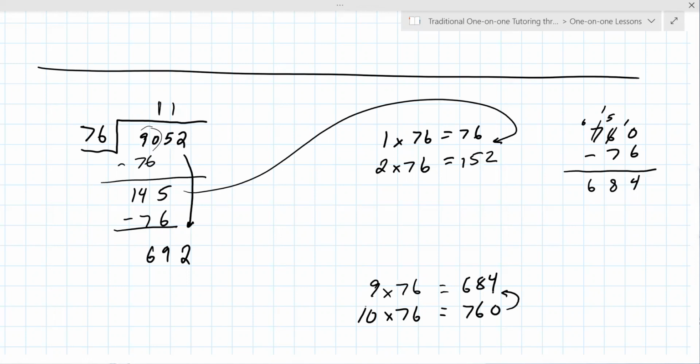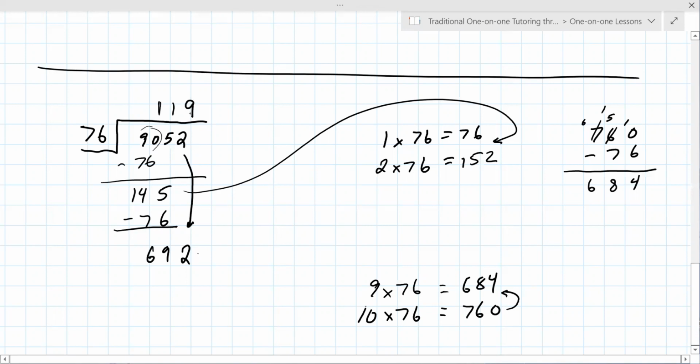We can cover that if we need to, but when you see that 692 is between 684 and 760, which means we can put a 9 in this position. Okay, so 9 times 76 is 684. And then we subtract, and that gives us a remainder of 8.